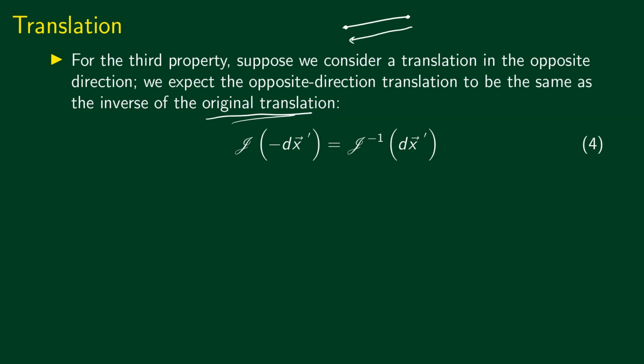But the inverse translation is actually equal to translation by, let's say that this is dx vector prime. The inverse translation takes you from here to here, but that's also equal to the translation by an amount minus dx vector prime. So this condition can be written as J of minus dx vector prime is equal to J inverse of dx vector prime.